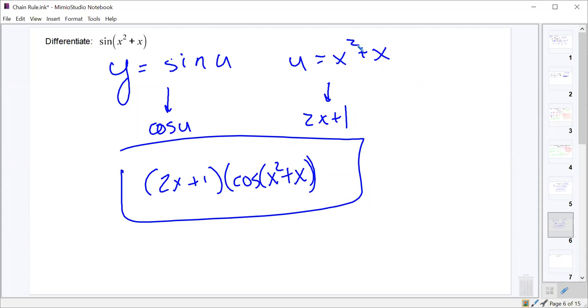I don't expect you to do that right this second. If you can, that's great. But within the next couple of days, I would expect you to get so used to using the chain rule over and over again that you can go straight from, what's the derivative of sine of x squared plus x? Oh, it's 2x plus 1 times cosine of x squared plus x. That's my hope. You will be able to.